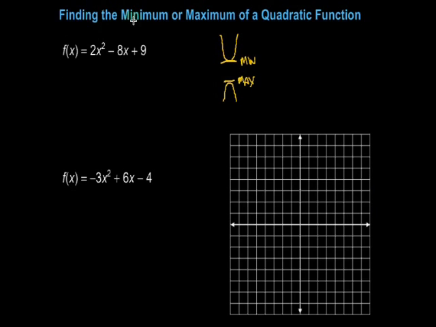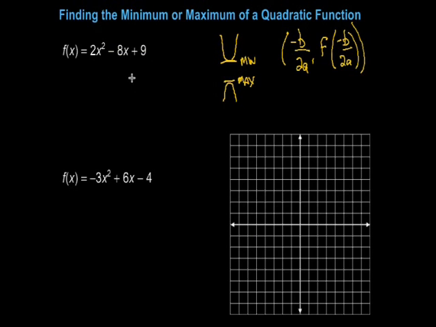So, let's take a look at this first one. Remember, to find the vertex of a quadratic function written in standard form, we take negative b over 2a, and that's our x-coordinate, and then to find the y-coordinate, we put that in, so it's f of negative b over 2a. Okay, so we're going to use that, and then we're going to be able to find our minimum or maximum of these particular quadratic functions.